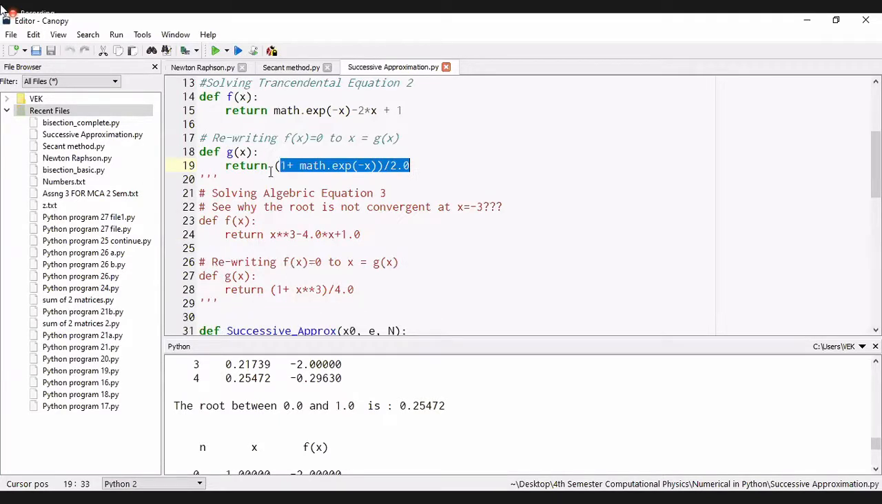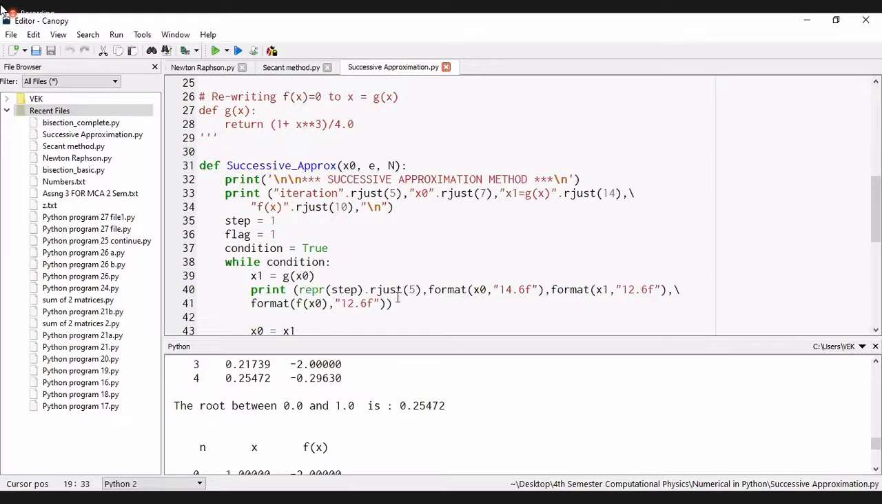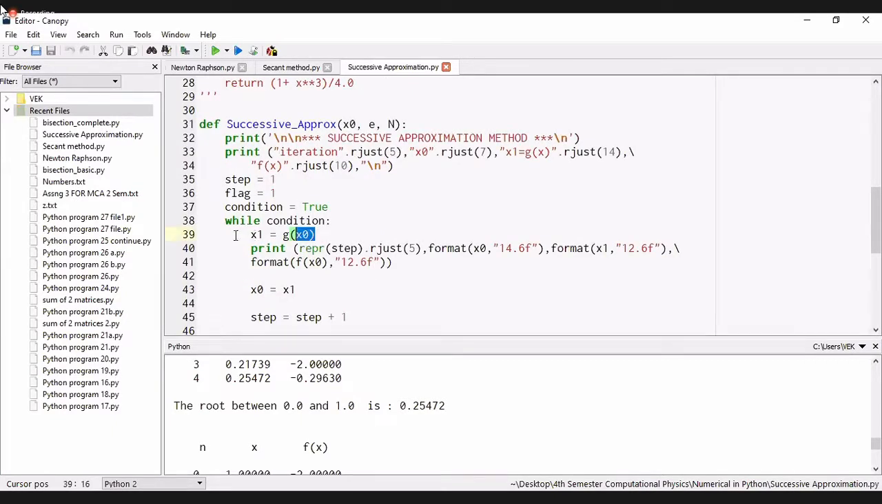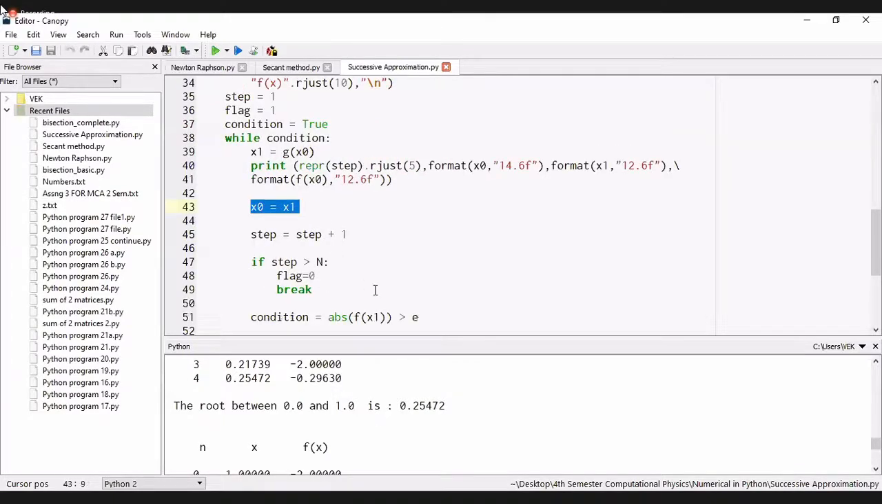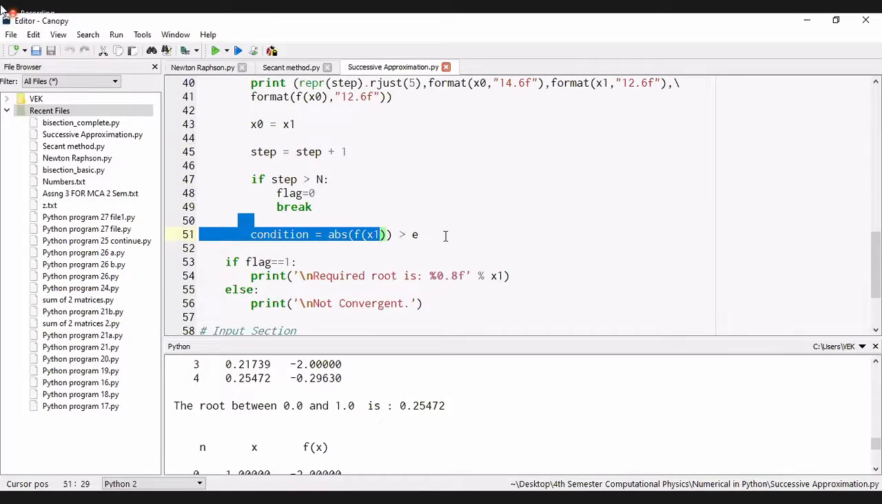Now from the given x, we calculate this g. So simply what I do, I calculate g of x, then assign x1 to x naught, then increase like this. And see what happens. I just give one condition. If the number of steps is greater than the specified number of step loop, then you come out of the loop. Otherwise, you check this. Okay, this is the way.